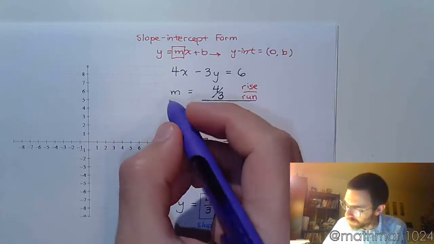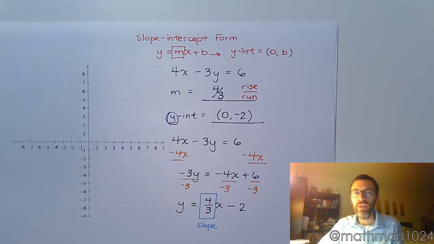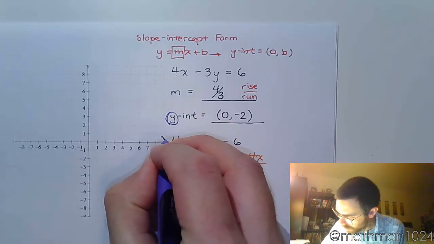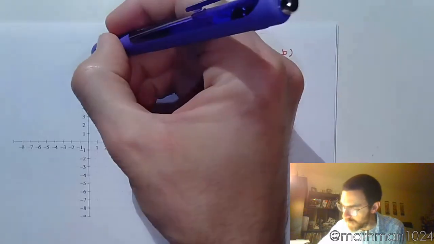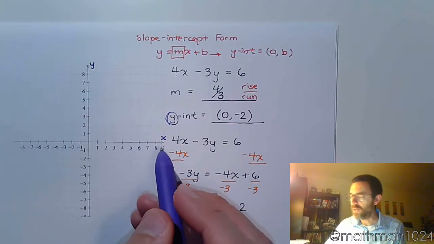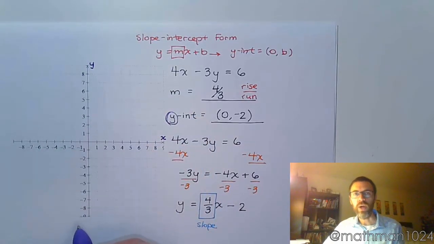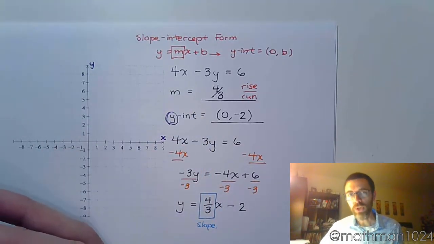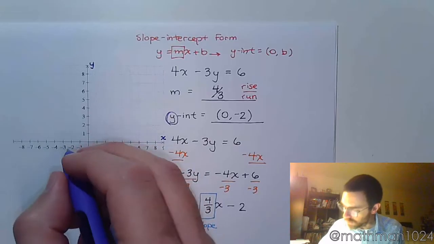Also, keep in mind the fact that this is the y-intercept. So every y-intercept goes on the y-axis. And if you have trouble remembering which one is which, label them and get in the habit of labeling them every time you use them. So you know that the horizontal one is the x-axis and the vertical one is the y-axis. So every y-intercept goes on the y-axis. (0, negative 2) is right here.